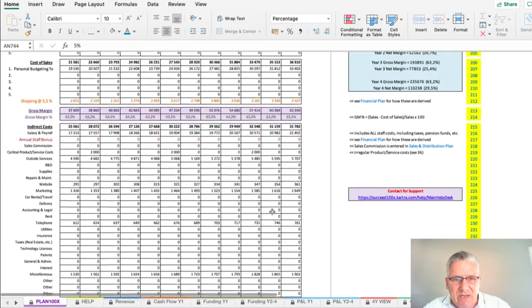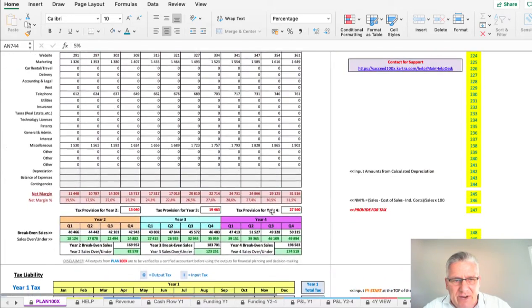So there's nothing else to input here. And again, some great results out the bottom. We can see the break even on a year-by-year basis. So there's our quarter break-even numbers. And the annual break-even at the bottom here, all in green, all looking really good.